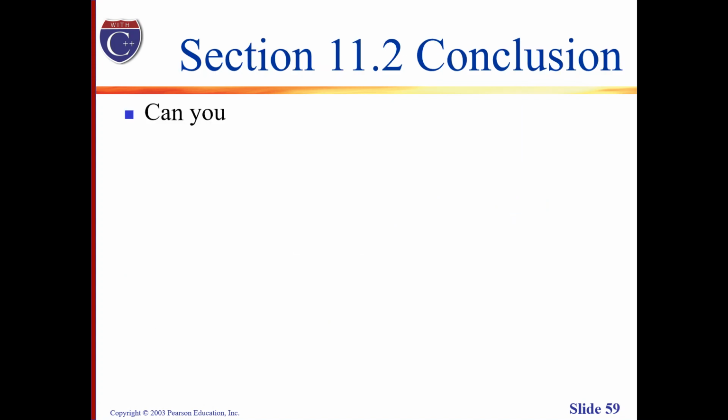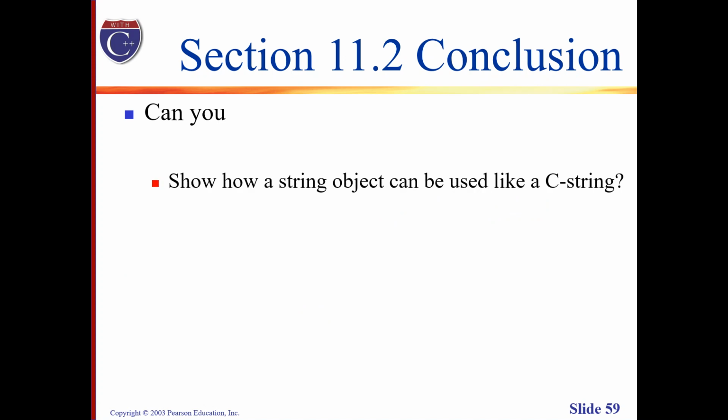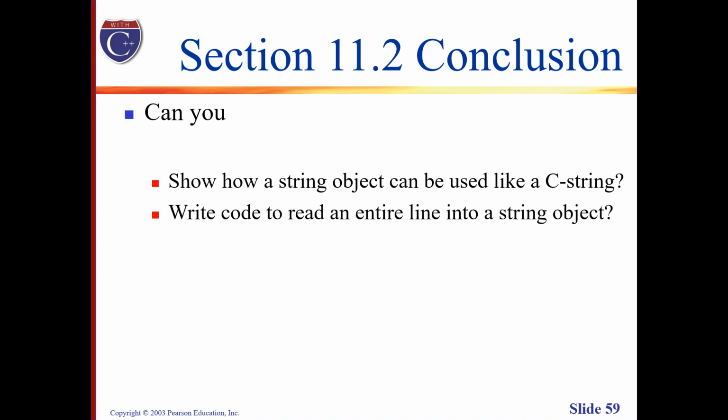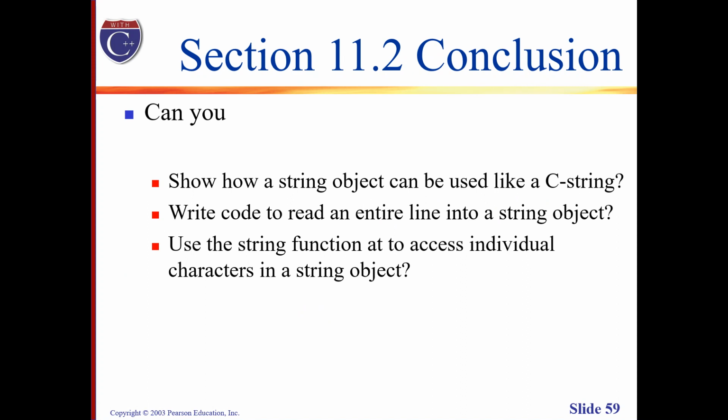So that's it for this section. As of this time, we are now able to show how a string object can be used like a C-string. And of course, given the previous examples, you can now write code to read an entire line into a string object. And we can also use the string function to access individual characters in a string object.